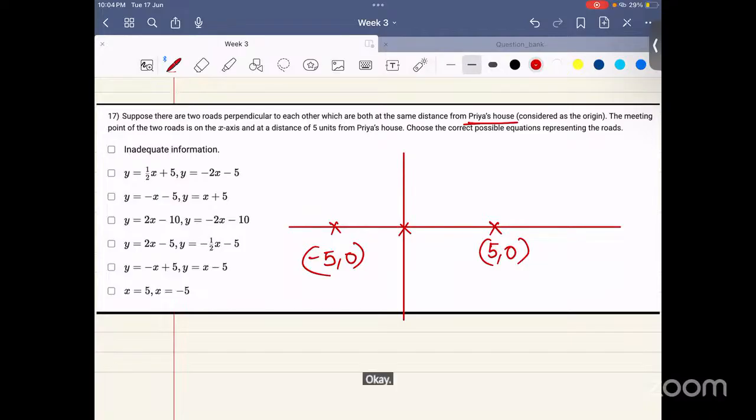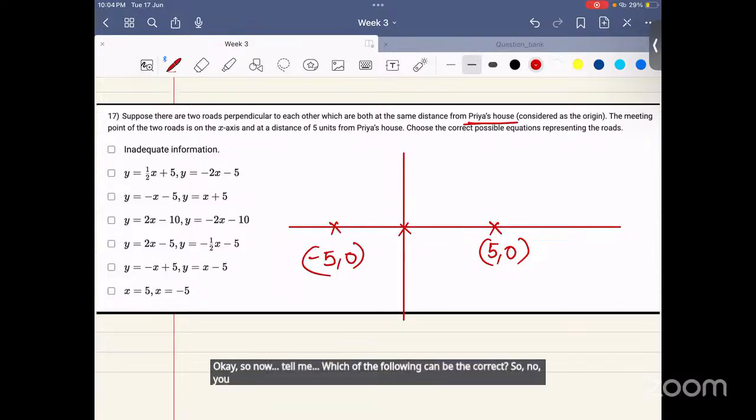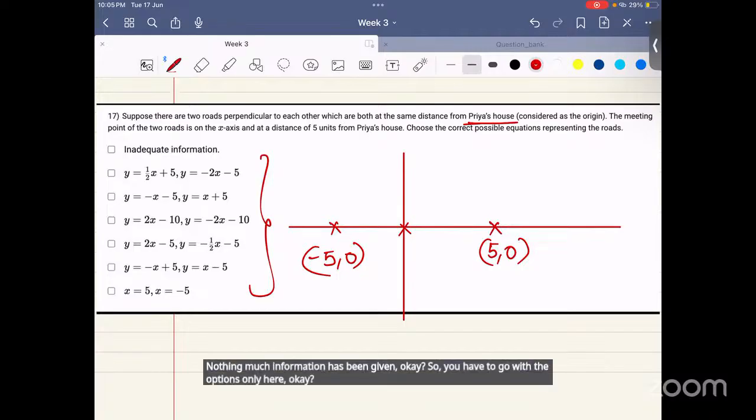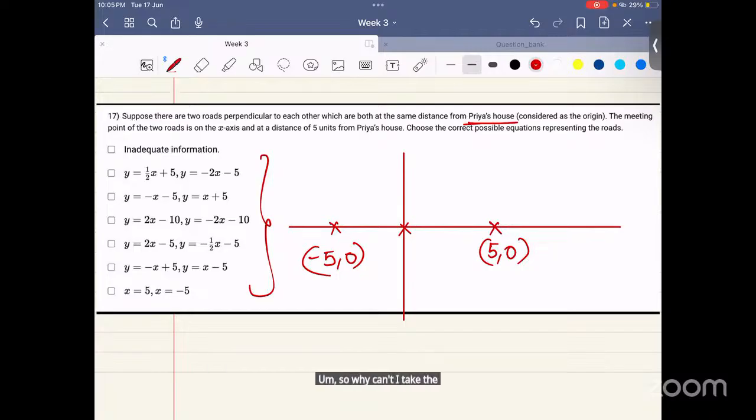Okay, so now tell me which of the following can be correct. You can't directly calculate. You have to go with the options only here. Nothing much information has been given. So you have to go with the options only. Okay. So why can't I take the inadequate information? Because from these options you can calculate, right? For example, any of the options, you check it.